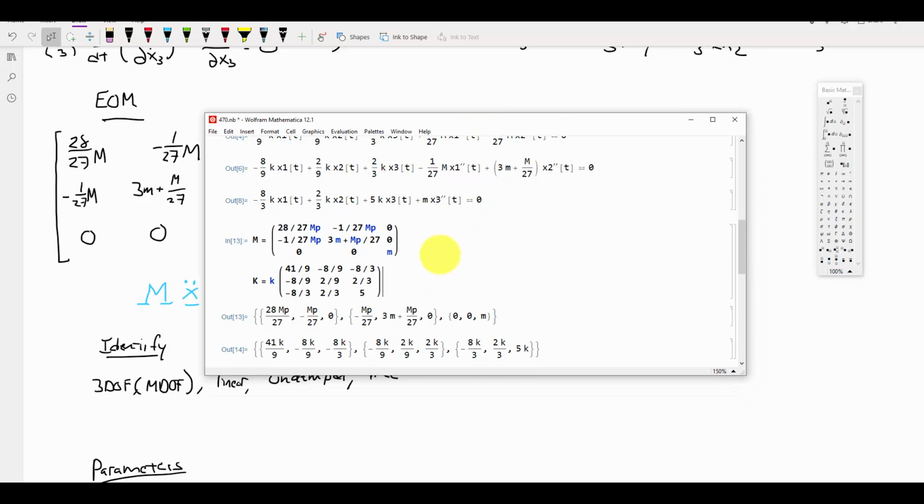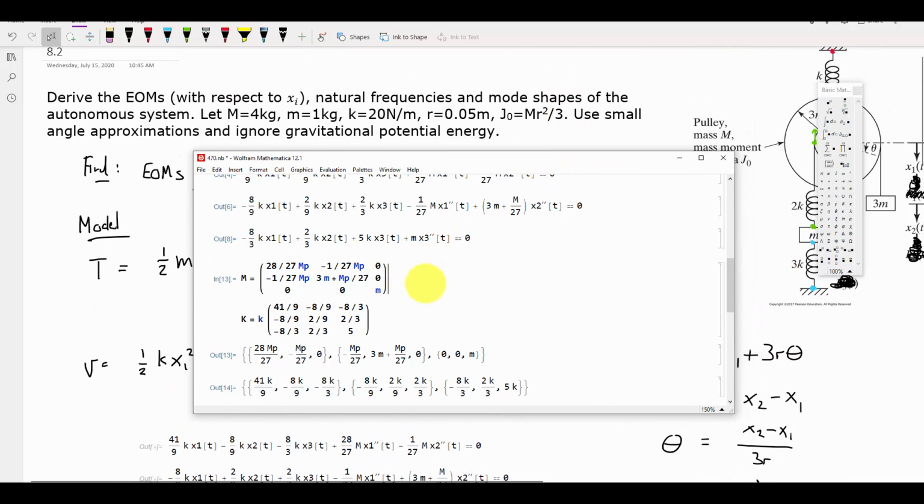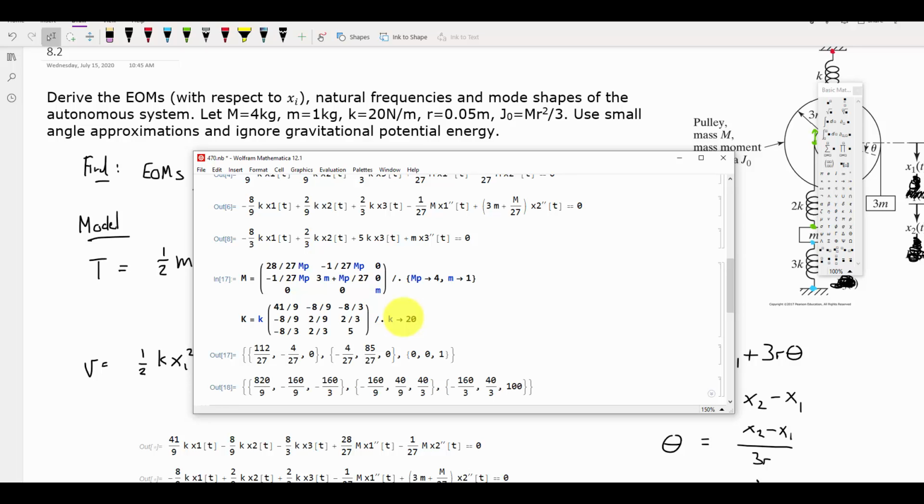All right, so I have m and k defined in variable form, but now I can put in the given values for some of these. The mass of the pulley, we were told to use 4 kilograms, so I'll use that substitution notation, and the little m will be just 1. So putting in those rules, now we have numbers for m, and for the stiffness matrix, we can let k go to 20 newtons per meter. So everything is in base units here, and we have the value for k.